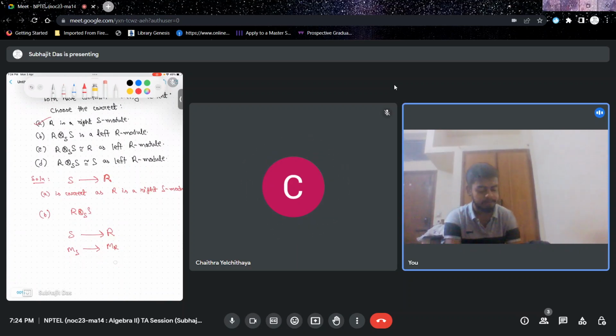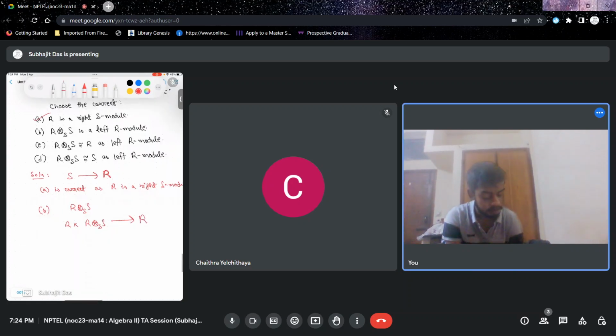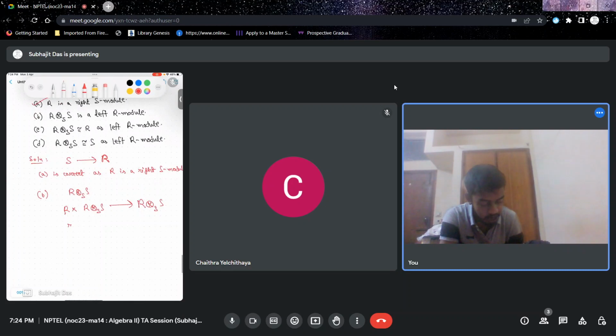These are still complicating stuff. You can just define the structure as follows. You need to define a map from R cross R tensored over S with S to R tensored over S with S. R tensored over S with S should be a left R module. So what map should you define? R comma little r prime tensored with S should get mapped onto r prime r tensored with S, the usual one that makes it into a left R module.